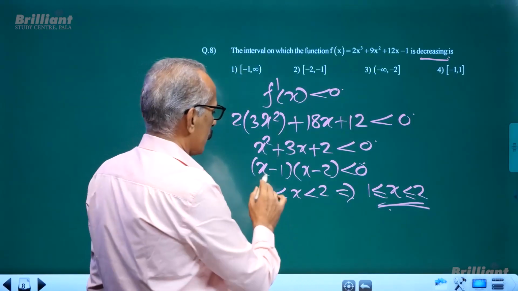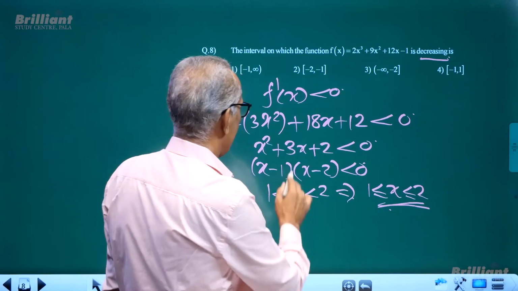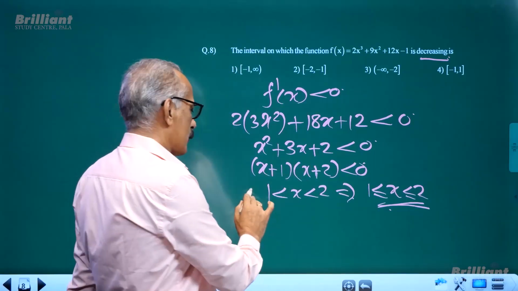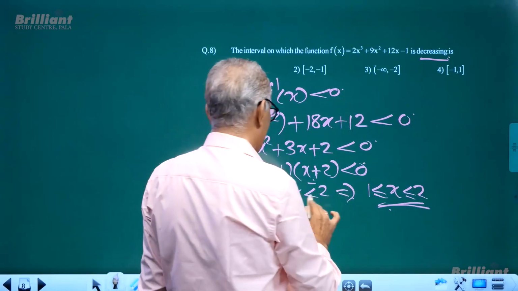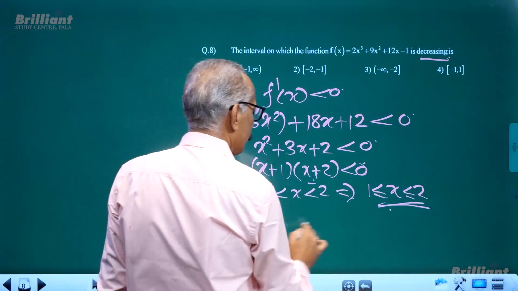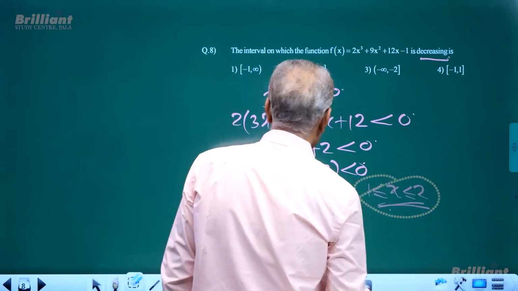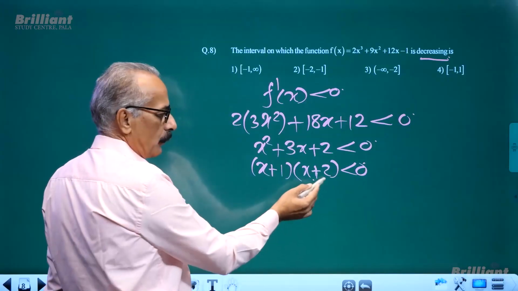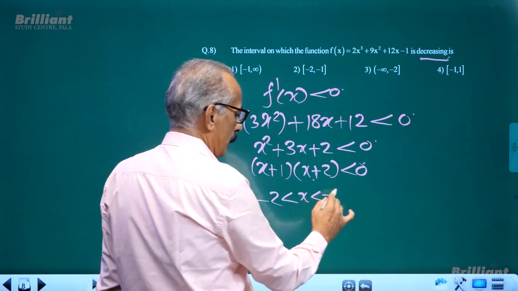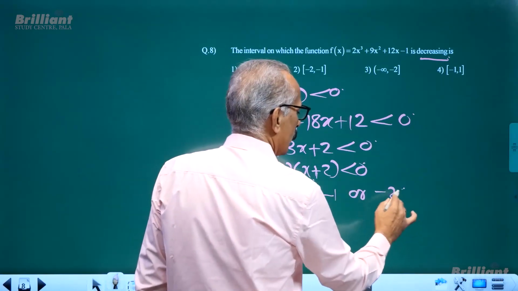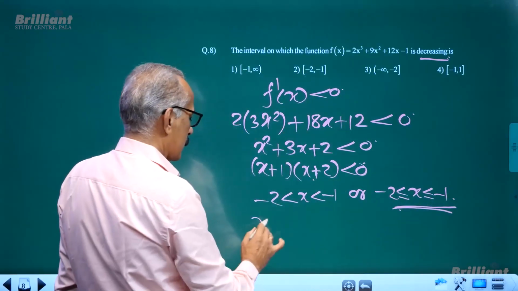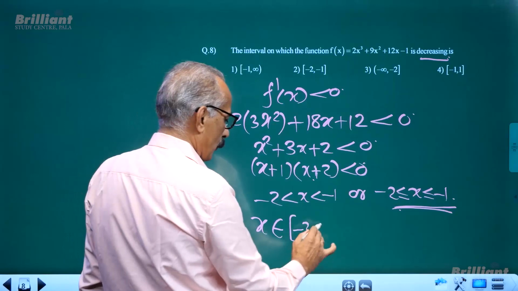Actually it is x plus 1 into x plus 2. See, factorization. So, this is minus 1 and this is minus 2. So, how do we write that? Minus 1 is bigger than this. That is x plus 1 into x plus 2. The roots are minus 2 and minus 1. So, minus 2 less than x less than minus 1, or minus 2 less than or equal to x less than or equal to minus 1 for the increasing interval. So, that means x belongs to minus 2 comma minus 1.